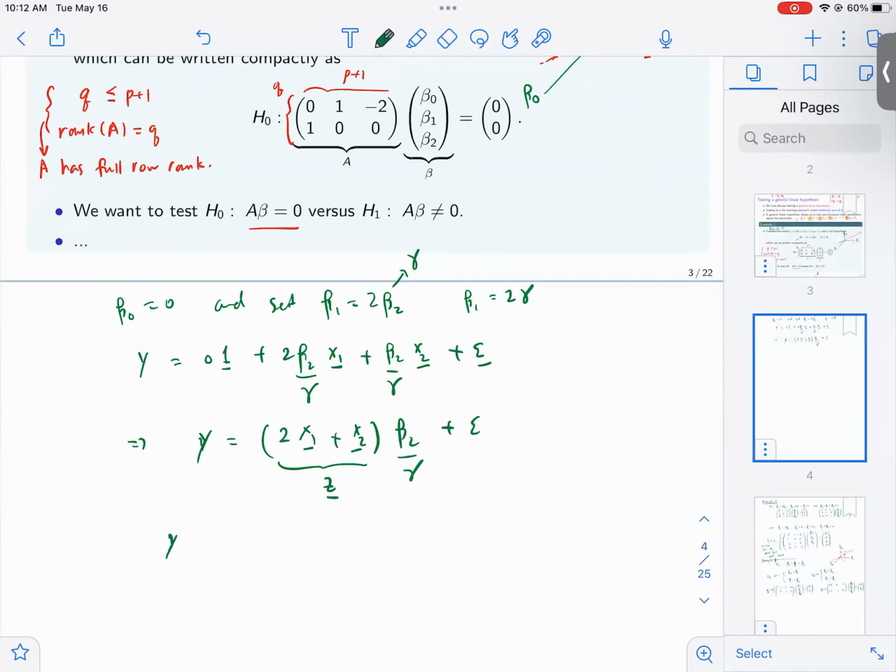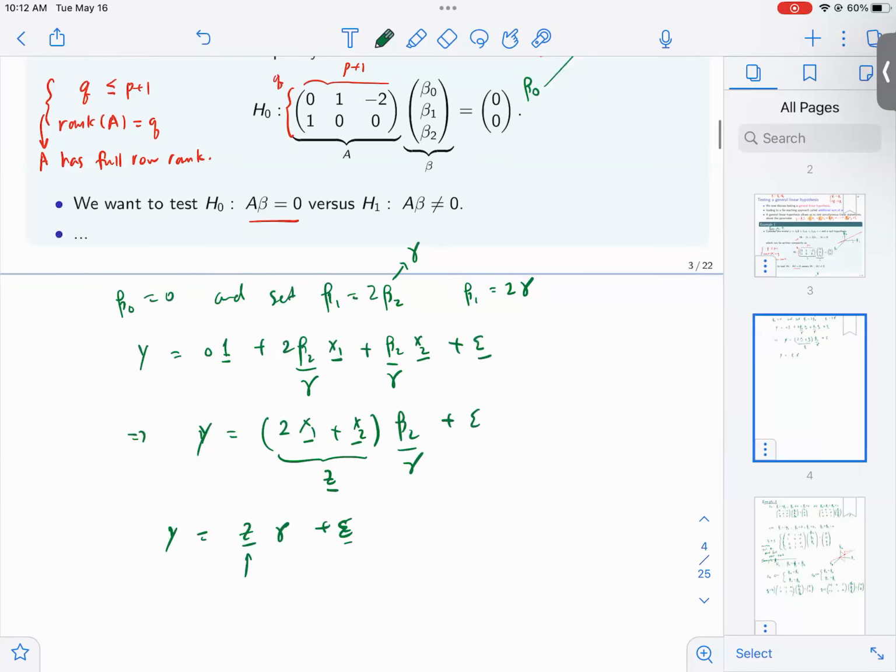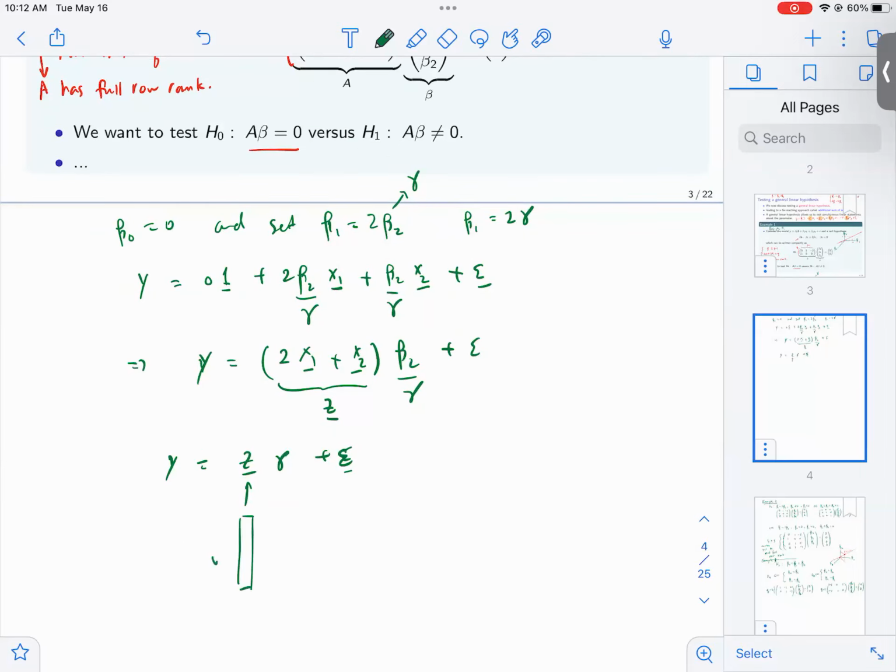So the reduced model is just y equals z gamma plus epsilon. So this is now your new design matrix. This is your x. It's one covariate, and there's one parameter, 1 by 1. So this new covariate is just 2x1 plus x2. Okay, so you fit this new model. This is the reduced model, let's say M reduced. How do I fit this?